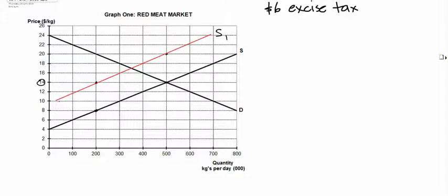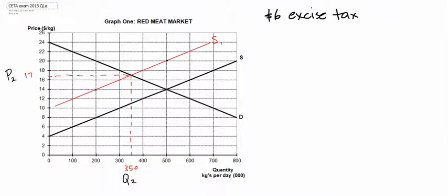If I jump ahead a slide, I've drawn that in and drawn in the new equilibrium. I've labelled the points P2 and Q2, which is what we were asked to do in the question, and just for my own purposes identified that the new price in the market would be $17, and the new quantity would be 350,000 kgs per day of red meat.